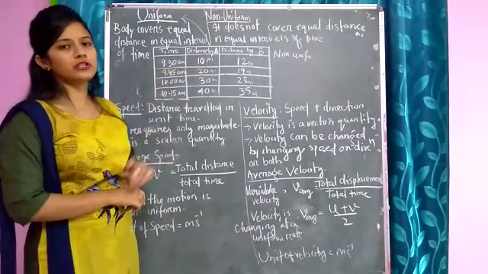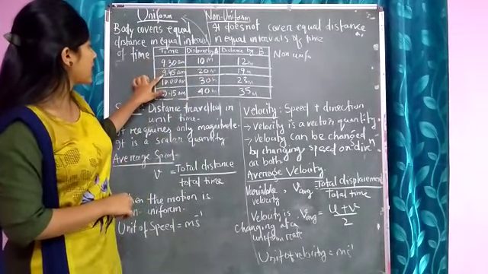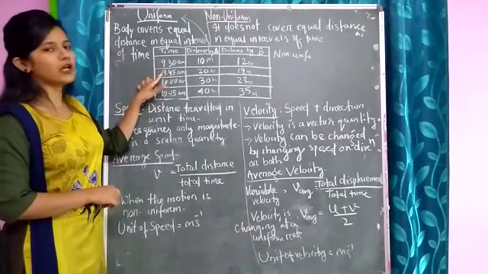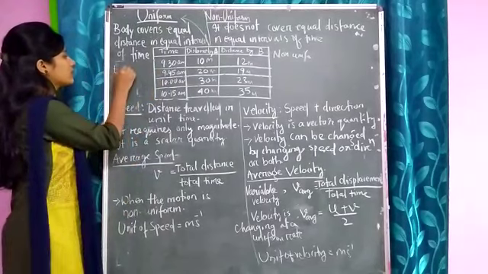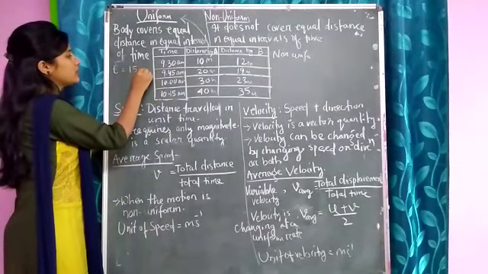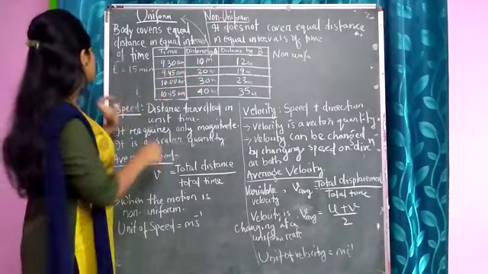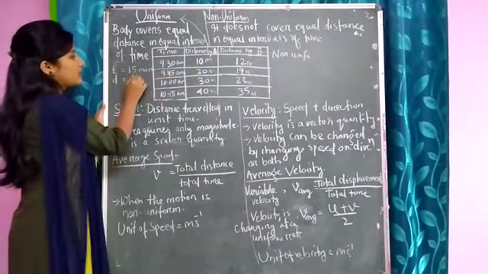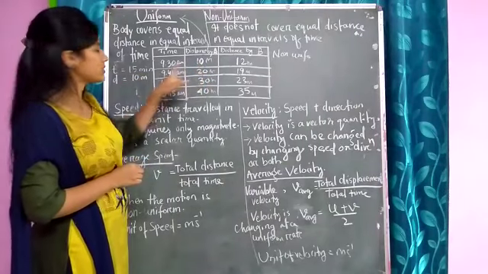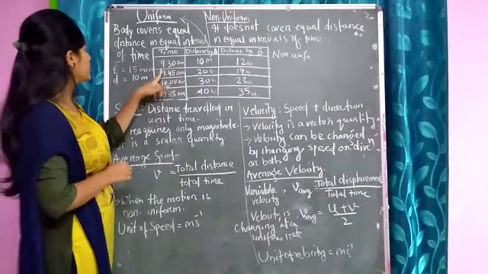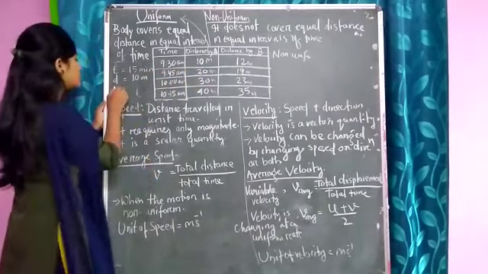Let us go for the same example. For the first case, what is the time interval? The time interval is 15 minutes. And what is the distance travelled by it? The distance is 10 meter, that is 20 minus 10. So the total distance is 10 meter and the total time is 15 minutes. So what is the speed then?